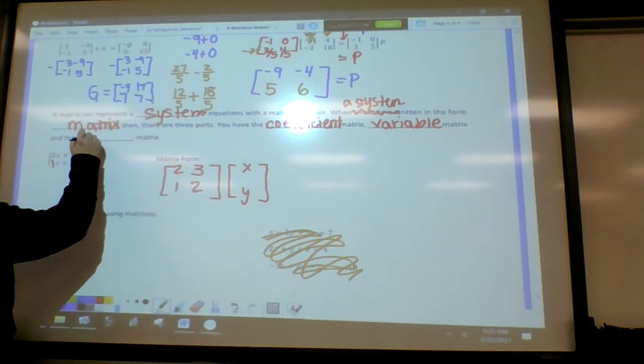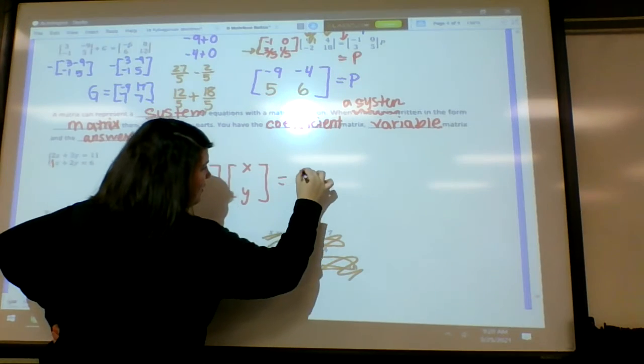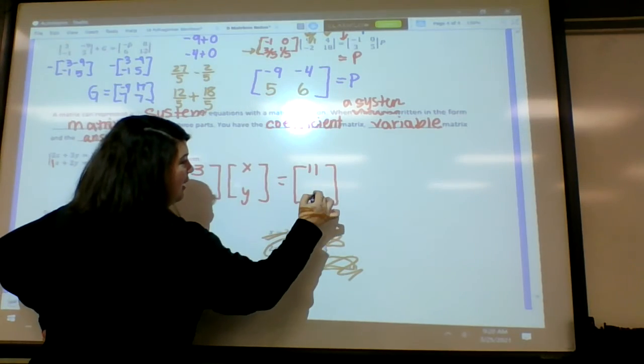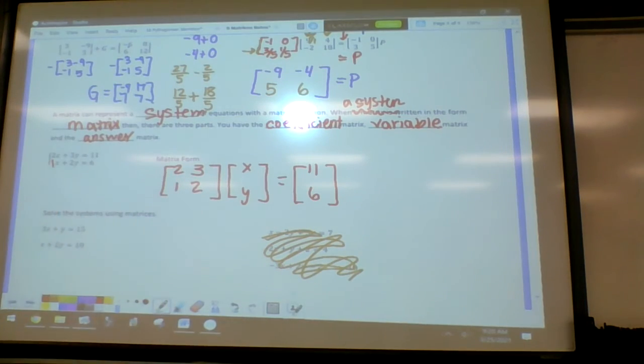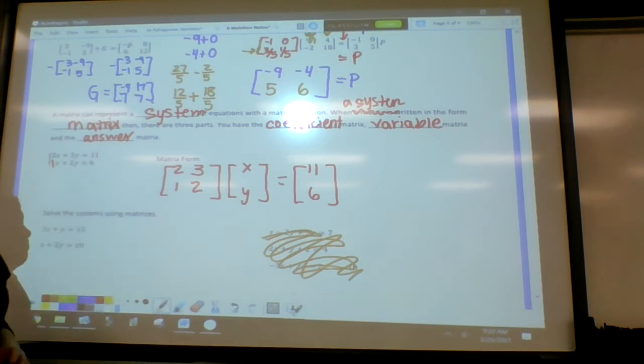And then last but not least, you're going to have what we call the answer matrix or the equal to matrix, whatever you want to call that one over there. But it's going to equal your solutions, which are 11 and 6, whatever they're supposed to equal. So we have a system, and we can set it up into matrix form, and we can use matrices to help us solve this system. So if we don't remember substitution, elimination, all that fun stuff, we can actually use matrices.